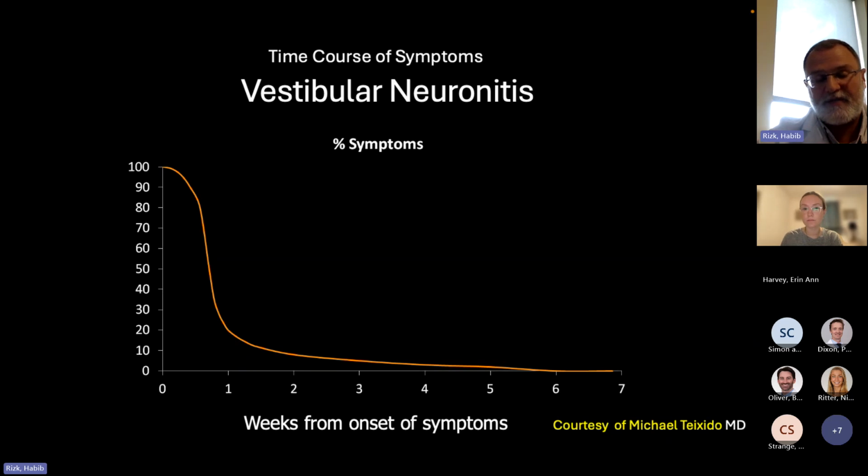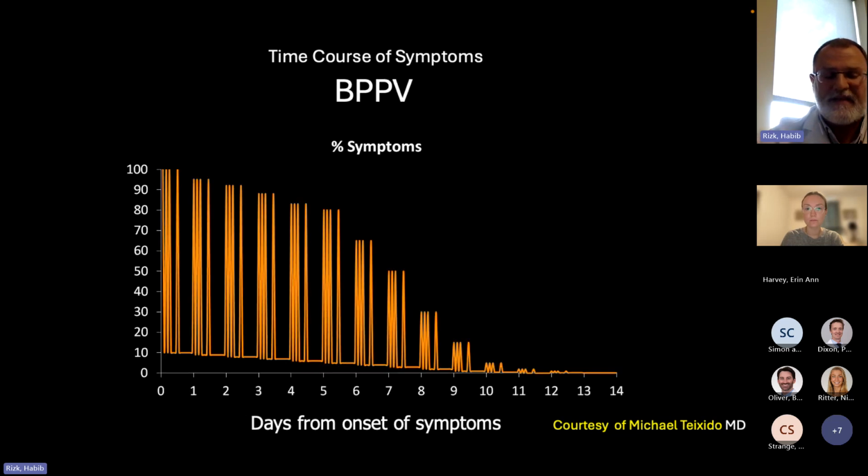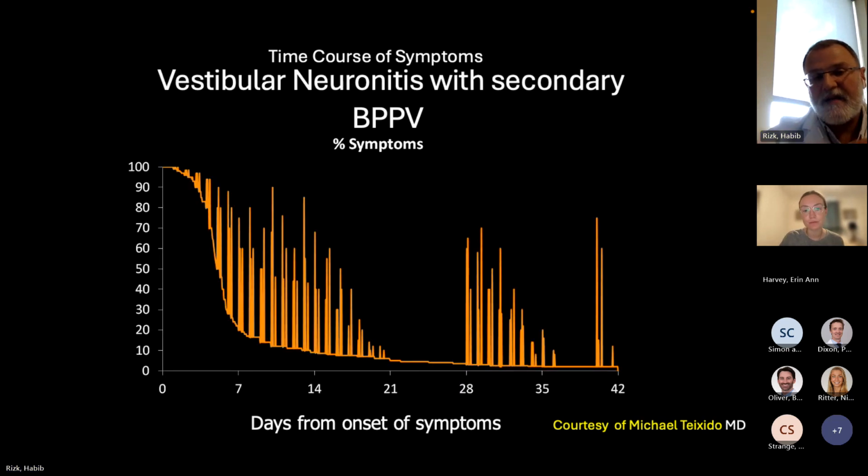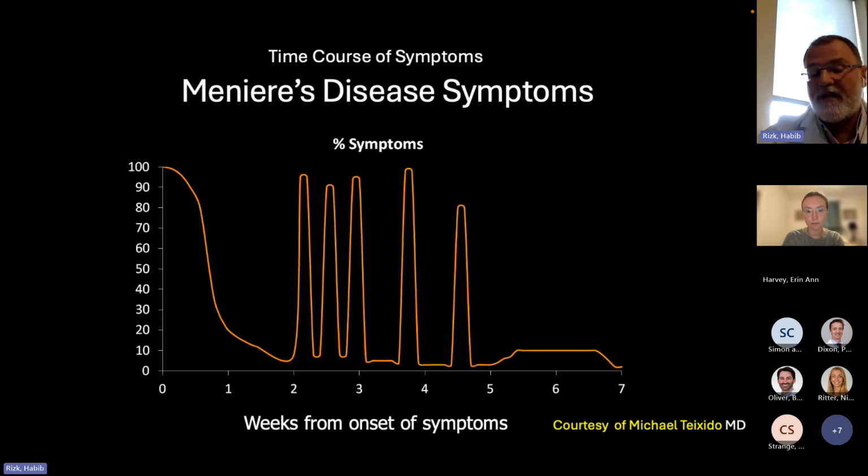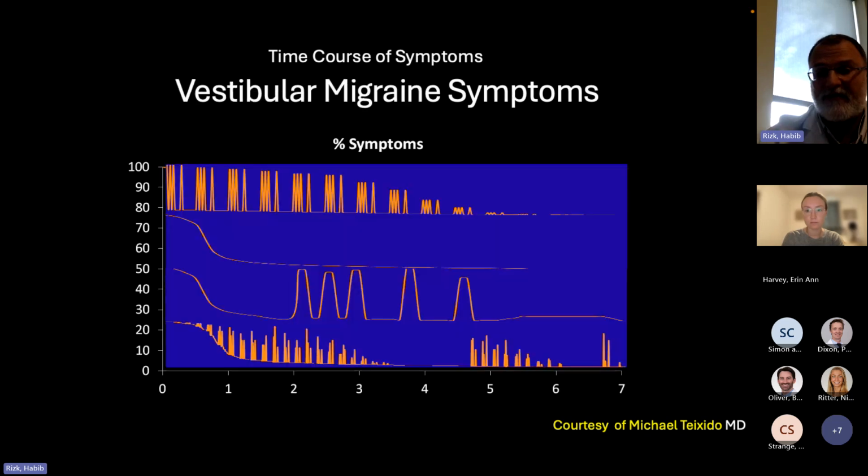So vestibular neuronitis presents with a high intensity of symptoms that quickly tapers down and then slowly goes back to baseline. BPPV is very short, intense intervals that come in clusters and slowly decrease in intensity. Vestibular neuronitis with secondary BPPV, which is about 40% of neuronitis, presents with this type of visual representation of the episodes. Meniere's disease is paroxysmal episodes, sometimes without clear-cut patterns to them. And then you have vestibular migraine, which can be all of those types of presentations.